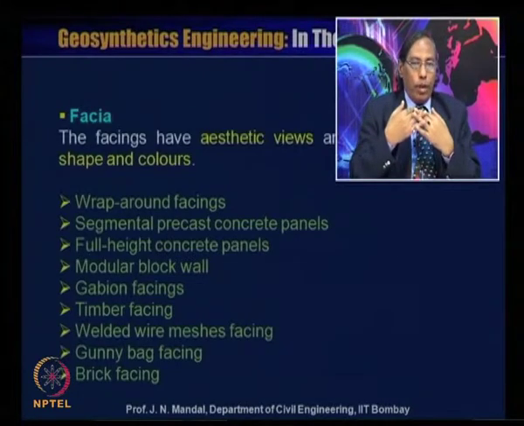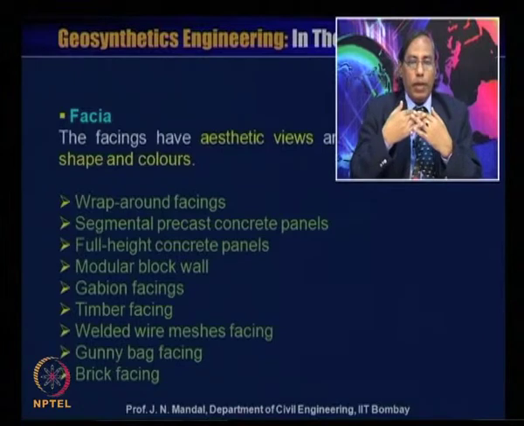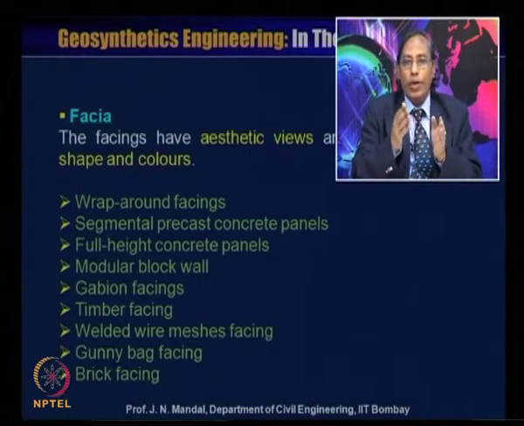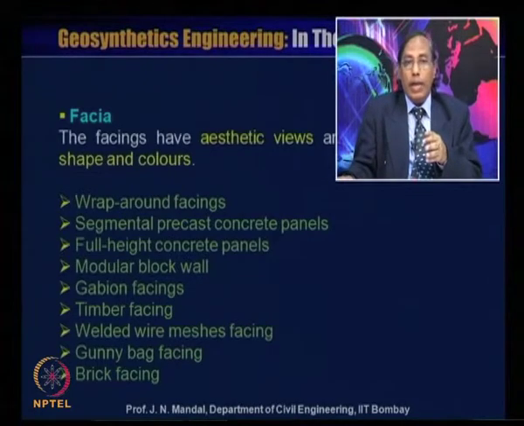So, there are different types of facing element which I will just show: wrap around facing, segmental precast concrete panel, full height concrete panel, modular block wall, gabion facing, timber facing, welded wall mesh facing, gunny bag facing and brick facing. So, you can see how the different types of facing element can be constructed. So, this is the wrap around facing.